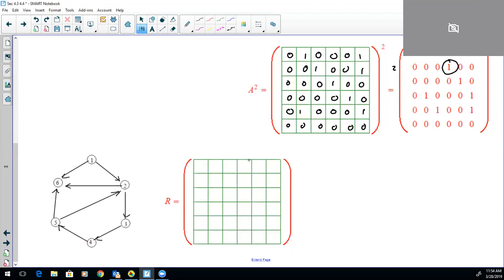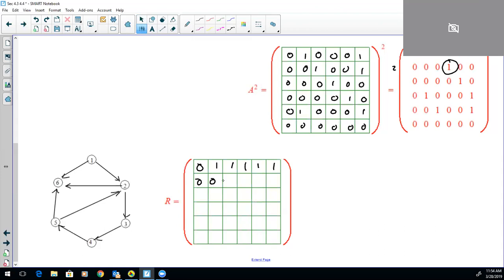Okay. Is there a directed path from 1 to 1? No. Once you leave 1, you can't get back in. 1 to 2? Yes. 1 to 3? Yeah. You go from 1 to 2 to 3. 1 to 4? Yes. 1 to 2 to 3 to 4. 1 to 5? Yes. And 1 to 6. Okay. 2 to 1? No. 2 to itself? No.